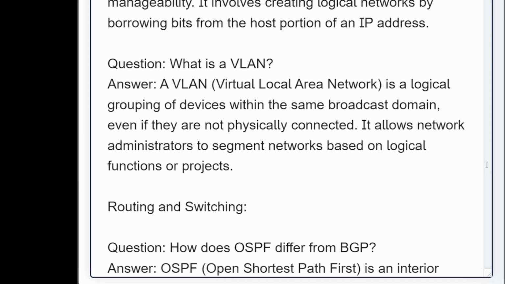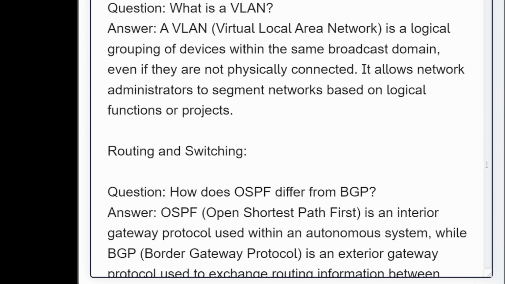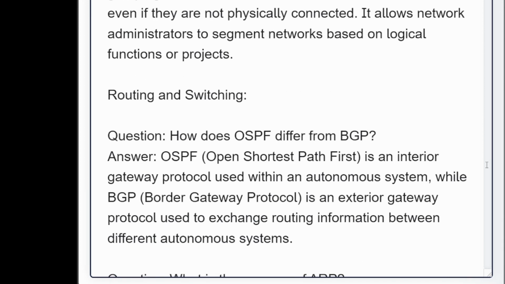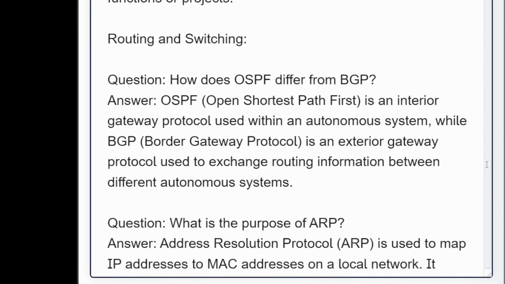Question: what is a VLAN? Answer: a VLAN, Virtual Local Area Network, is a logical grouping of devices within the same broadcast domain, even if they are not physically connected. It allows network administrators to segment networks based on logical functions or projects, routing and switching.